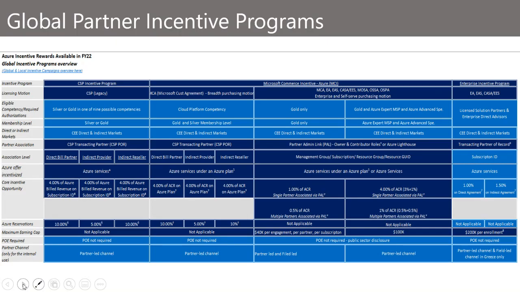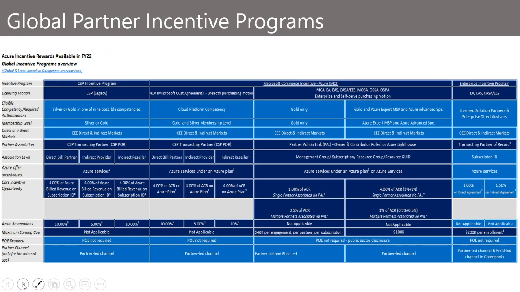On the next slide, you will see the opportunity that you have to earn under CSP Motion, for example. This is an example, and this could be a 4% rate from Azure billed revenue or 10% for Azure Reserved Instances, in case you meet all eligibility criteria. We have the Enterprise Incentive Program option with 1 and 1.5 core incentive opportunity. And one of the popular and at the same time a little bit complicated is the MCI program to encourage Azure plan sales, having different rates depending on whether you are a transaction partner or PAL.